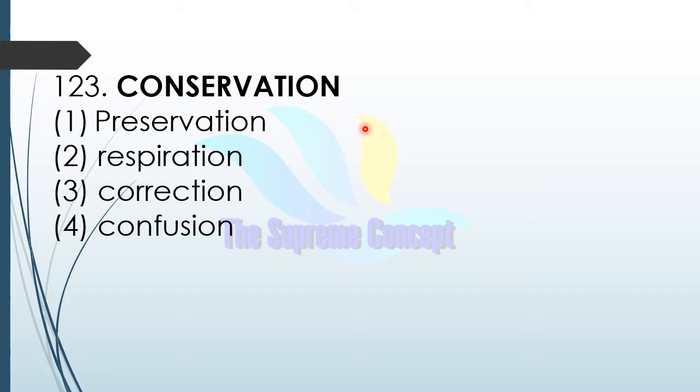Find out the synonym of this word conservation. These are the options: preservation, respiration, correction, confusion. Yes, rhyming words, right? Just mark your answer. Option number one, that is preservation, is the correct answer here. Preservation means to preserve something, to store something, the act of keeping something in its original state. Conservation is the same thing. It is the protection of the natural environment, especially we conserve our forest. So we can say forest conservation.